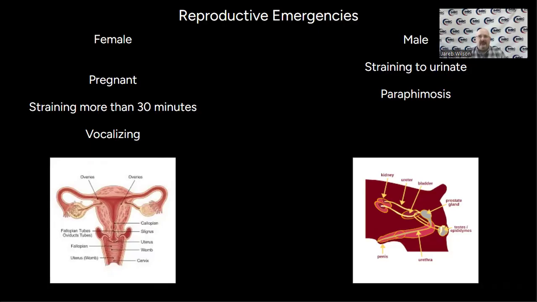Paraphimosis is when the penis comes out of the prepuce and doesn't go back in for some reason. This could be due to injury, due to trauma, due to mechanical blockage. Sometimes they get hair and debris wrapped around the actual penis and it can't go back into the prepuce.